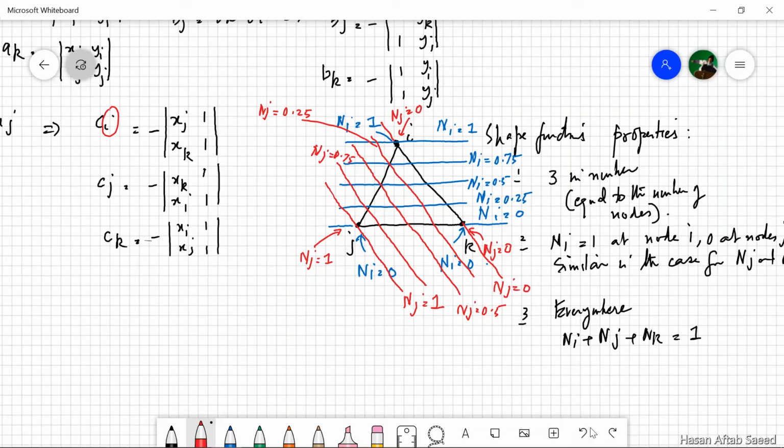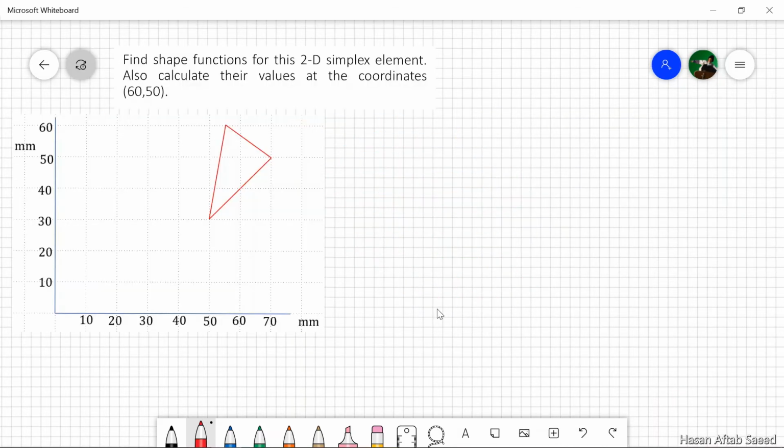So for every point inside this element there will be a value of ni and nj and nk, and if you add them all together you will get 1. Let's take up a problem to reinforce our learning. A 2D simplex element is given here, which means that there will be nodes here, here, and here.